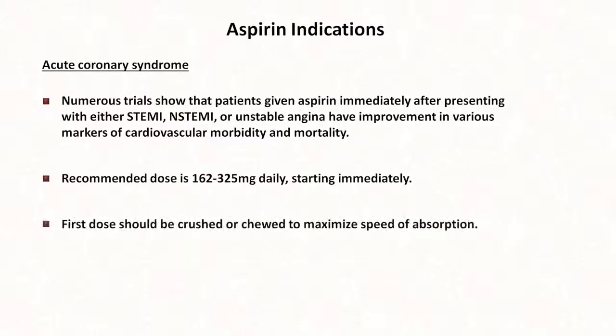The first dose should be crushed or chewed in order to maximize speed of absorption. What is commonly done in the US is to give 4 chewable 81 mg tablets, since they are believed to be absorbed faster than a single 325 mg tablet.